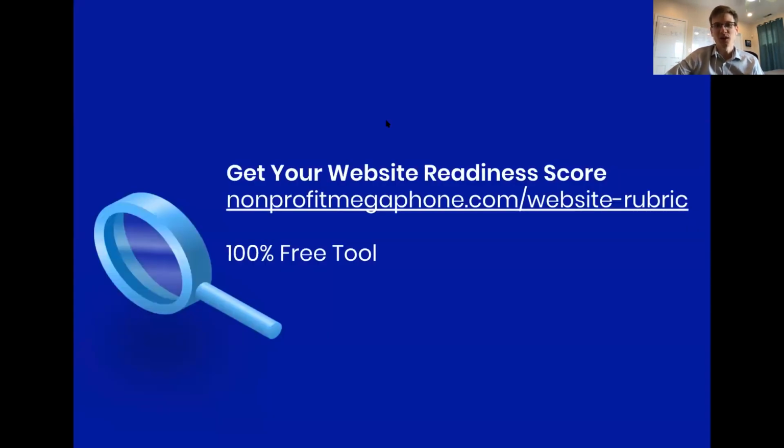So we have a free tool, which is at nonprofitmegaphone.com/website-rubric. You don't have to put in your email or anything, but if you want to now or you want to later, you can just go to our website, /website-rubric, and there will be questions for you to fill out. It's just a little multiple choice, and it will give you a score that gives you a sense of how much potential your website currently has with the ad grant.